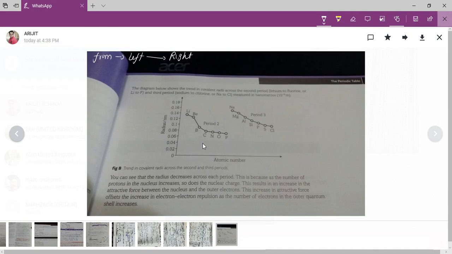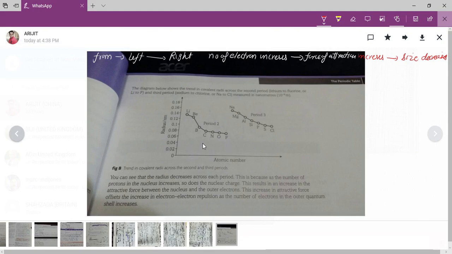So, left to right, number of electrons increases or not? Yes. Increases. And if the number of electrons increases, force of attraction increases or not? Yes, force of attraction increases. And if force of attraction increases, that means the size decreases, okay? Yes.